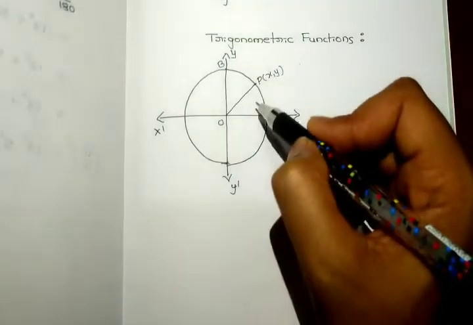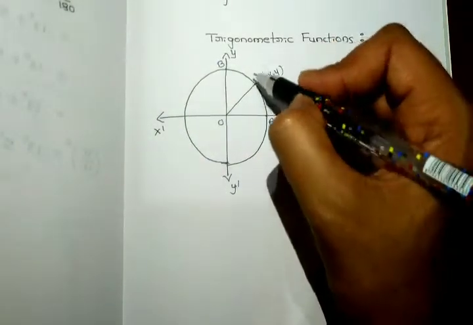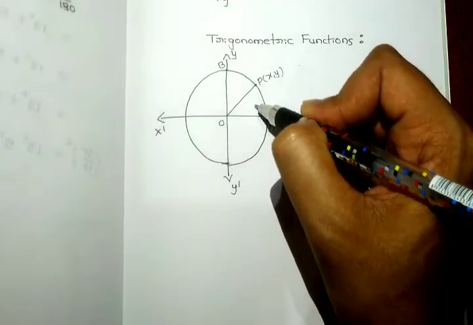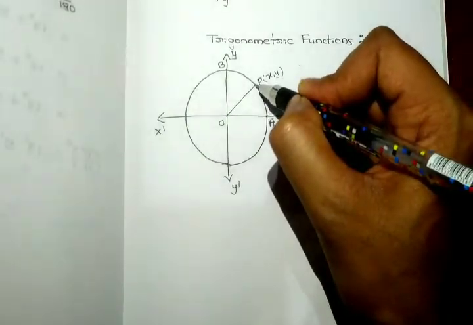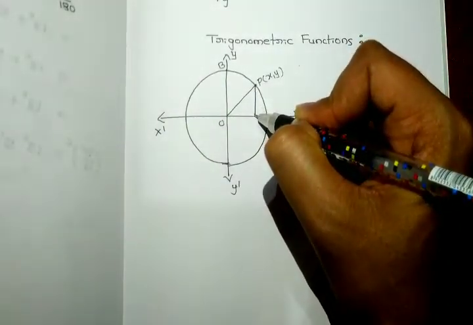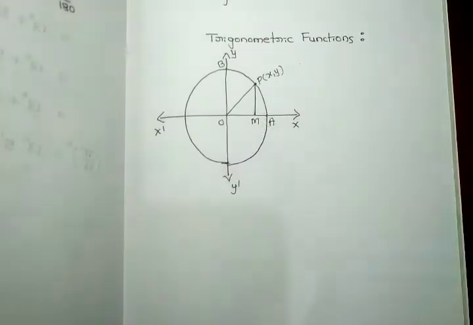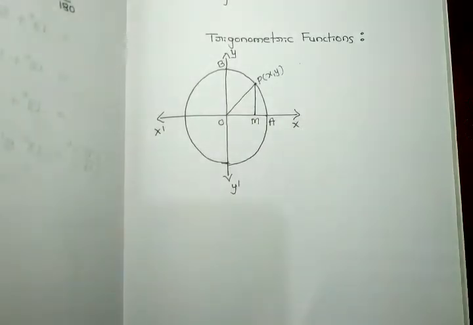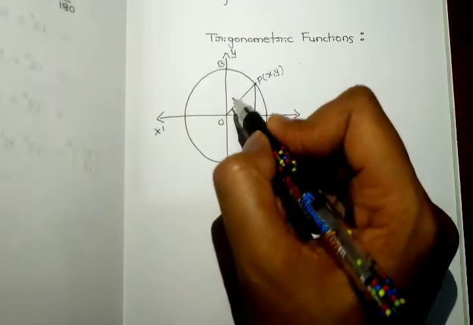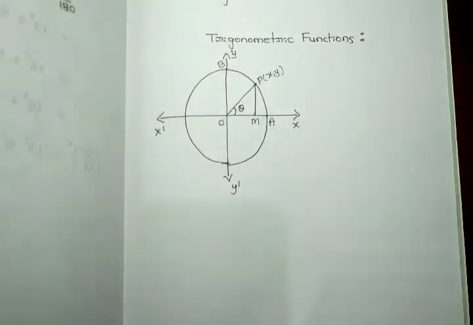Next, if I want a right angle triangle, from P I am going to draw one perpendicular line to the x-axis. This point I am going to take as M. PM is perpendicular to the x-axis. Then one angle is going to be generated. That angle I am going to call theta.